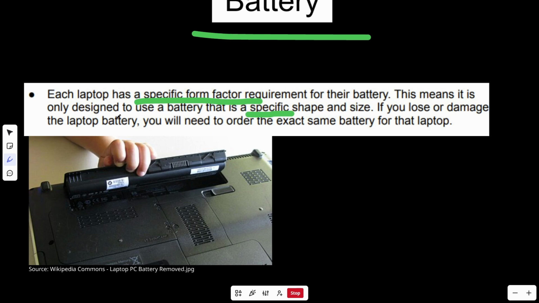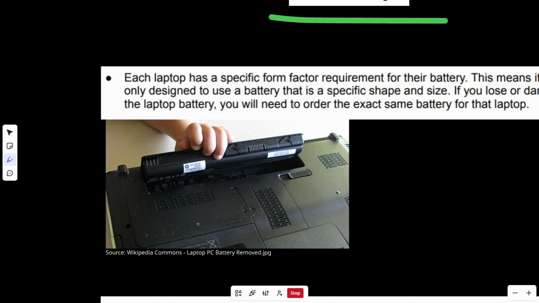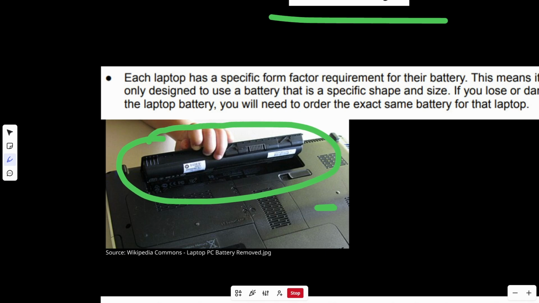So if you lose or damage the laptop battery, you will need to order the exact same battery for that laptop. So look, it's really well highlighted in this image here, right? We've got the laptop, and then we've got someone inserting a battery into that laptop. And you can pretty clearly see that the gap in that laptop, the panel that has been flipped up so that the battery can go in or can be taken out, is a very specific shape, right? If you wanted to replace this battery, if this battery stopped working for whatever reason, you would need to contact the manufacturer and purchase the exact same battery for this laptop model.